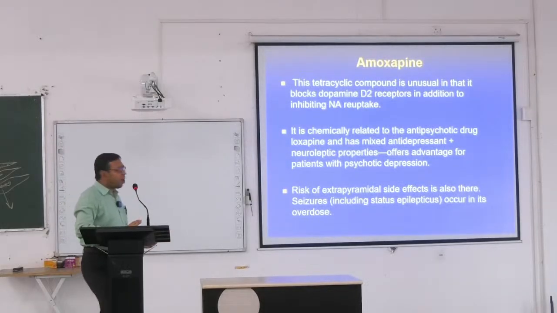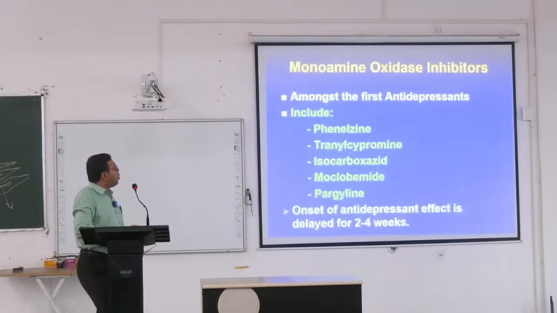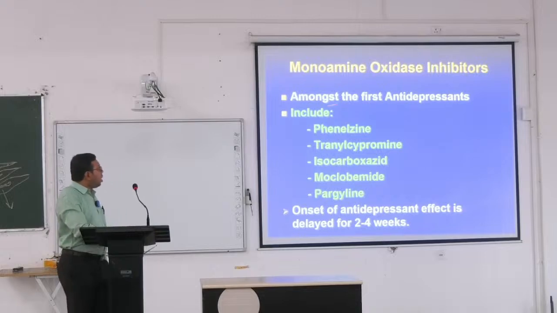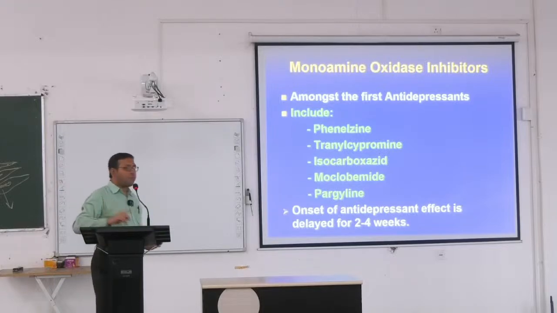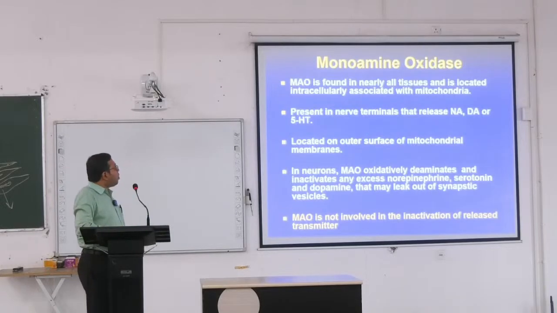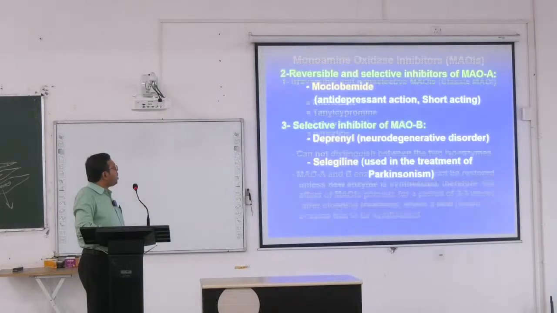Amoxapine, details are not required, just remember the names. Monoamine oxidase inhibitors, just remember the names: phenelzine, tranylcypromine, isocarboxazid, moclobemide, pargyline. Of these, some questions can come from moclobemide. So moclobemide, I am coming.